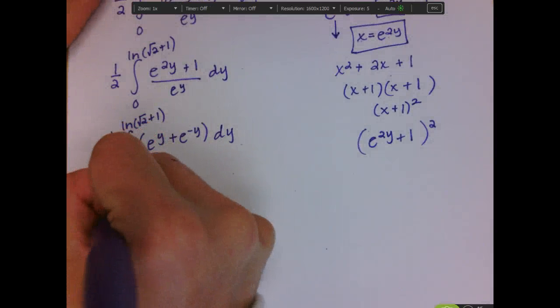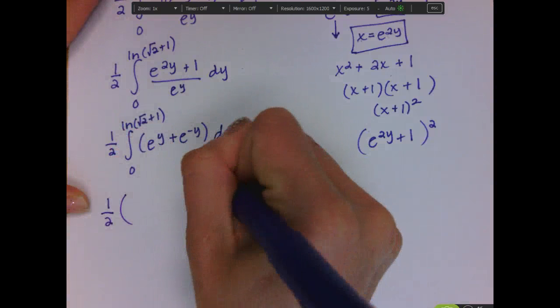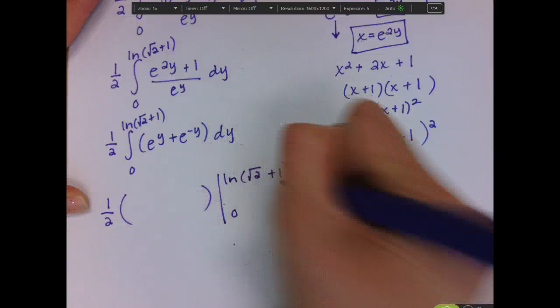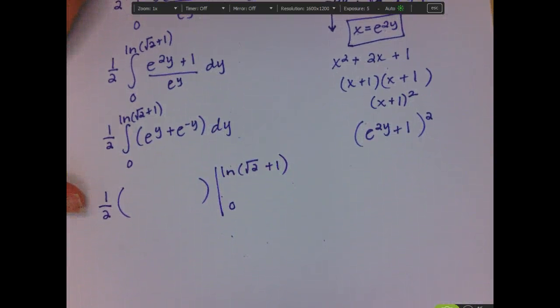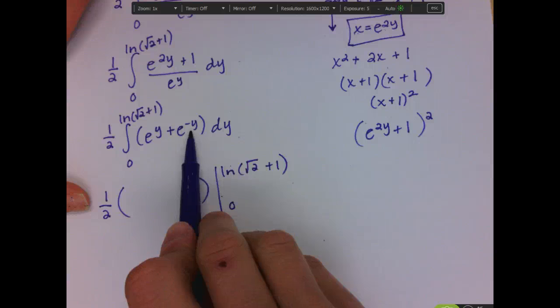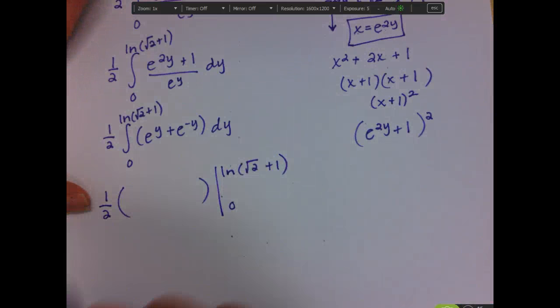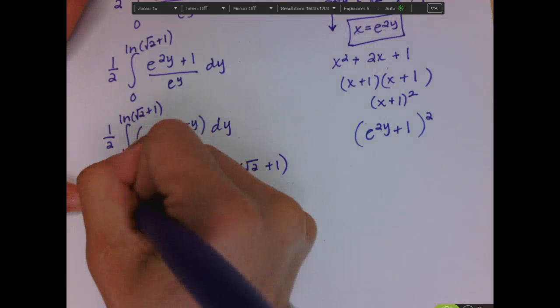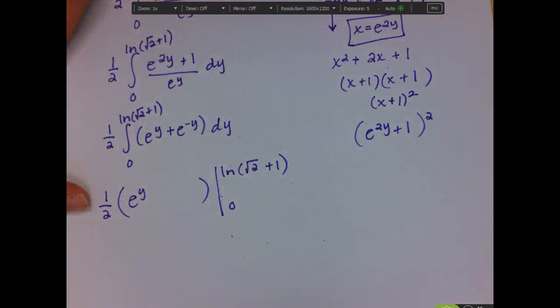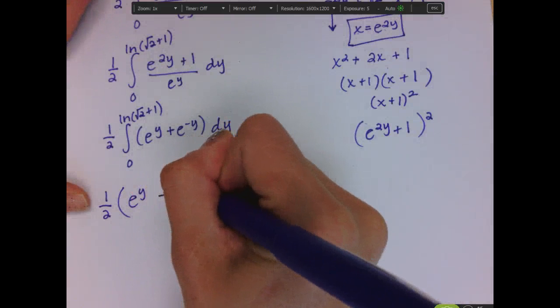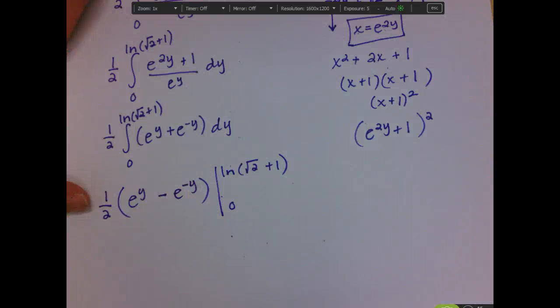So first of all, I've got a 1/2. Don't forget to pull that out front. And then let's integrate each term in our expression with respect to y, and then of course evaluate it over the interval. E to the y integrated just gives me e to the y, and then e to the negative y will give me negative e to the negative y.